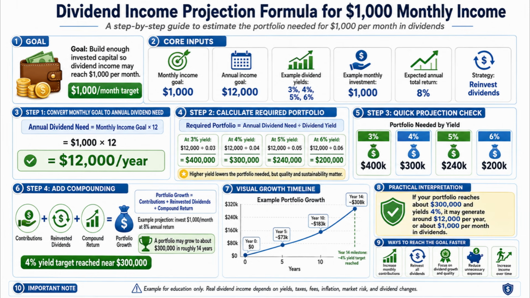Portfolio growth does not come only from your own contributions. Instead, it grows from three major sources: regular contributions, reinvested dividends, and compound returns. Because of this, even if your starting point is small, consistent investing over time can gradually build a much larger income-producing portfolio. For example, if you invest $1,000 per month and earn an average annual return of 8%, your portfolio may grow to around $300,000 in roughly 14 years.